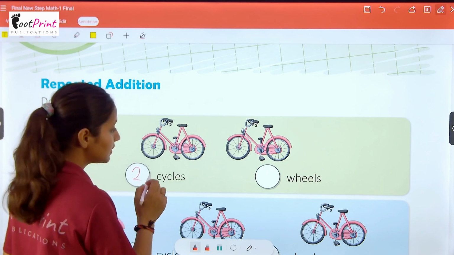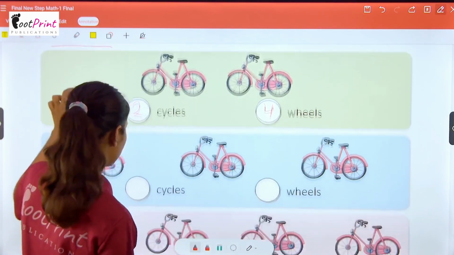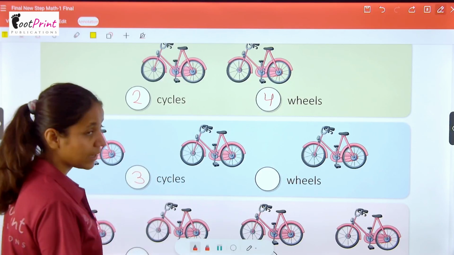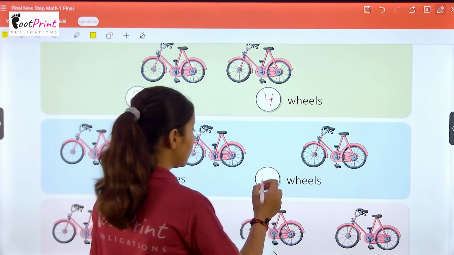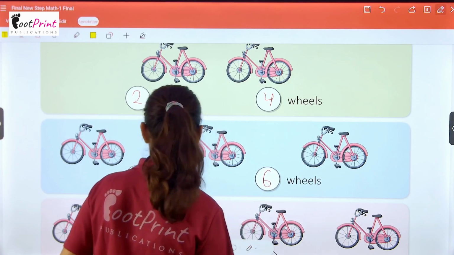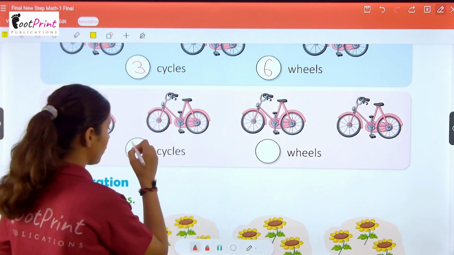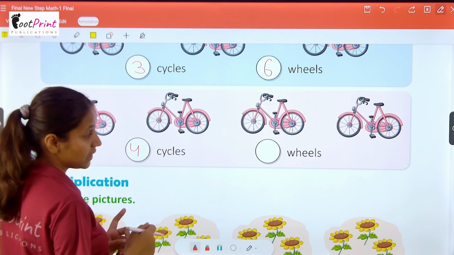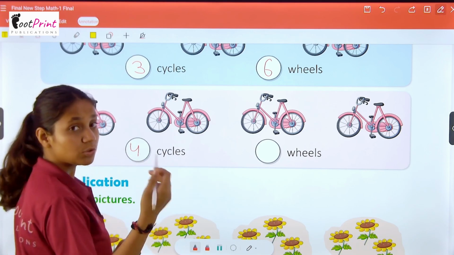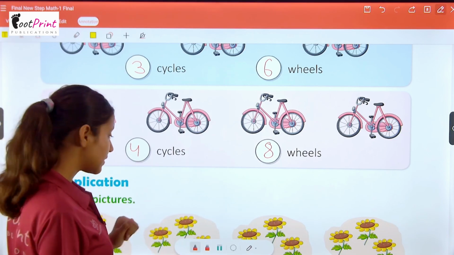2 cycles and 4 wheels. Here are 3 cycles, so we will write 3 at the cycles place, and 1, 2, 3, 4, 5, 6, 6 wheels are there. Now we can see 1, 2, 3, 4 cycles are there, and each cycle has 2 wheels. That is 4 times 2, that is 8 wheels. That means 8 wheels are there.